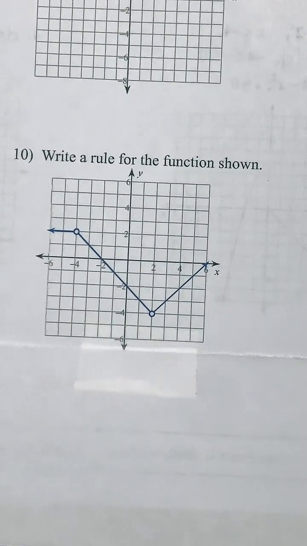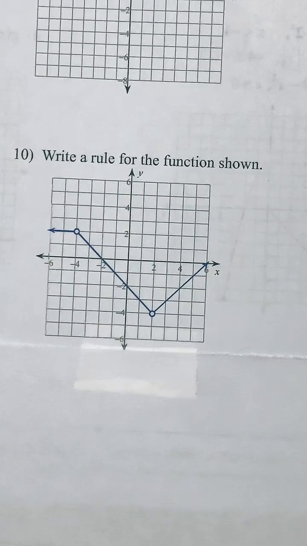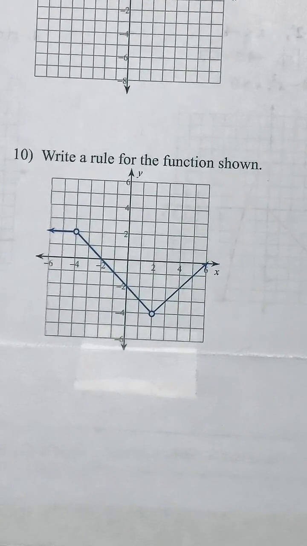All right. So we need to write the rules. And you're probably saying, whoa, this is a lot of stuff. Okay, this is advanced for me. Not a problem, I got you.